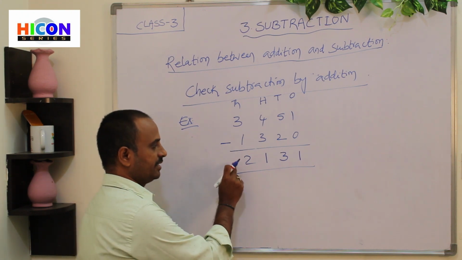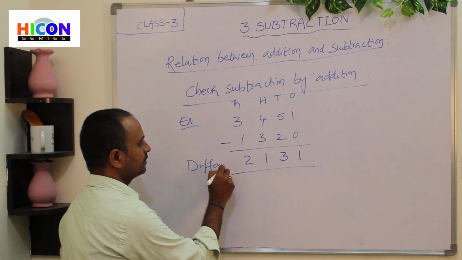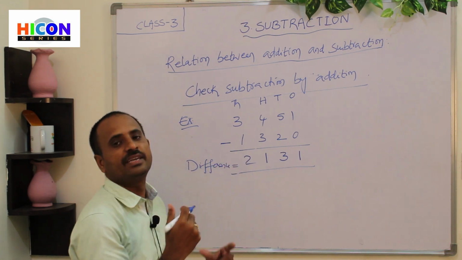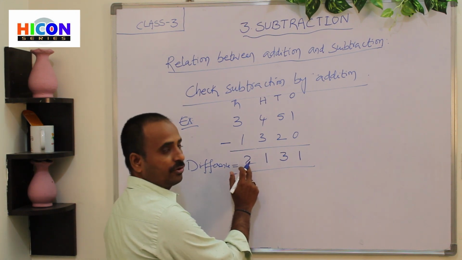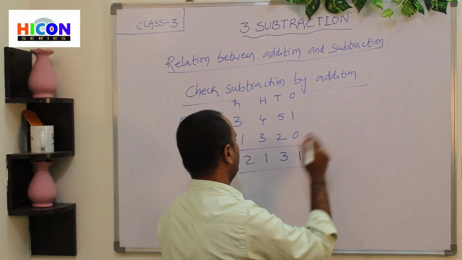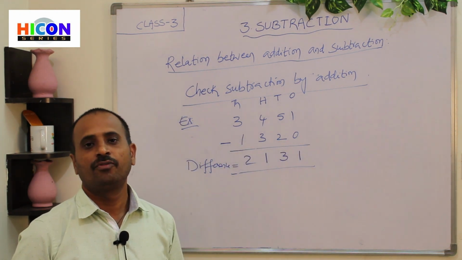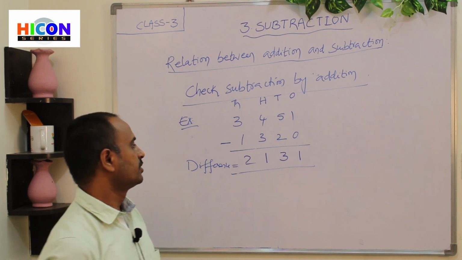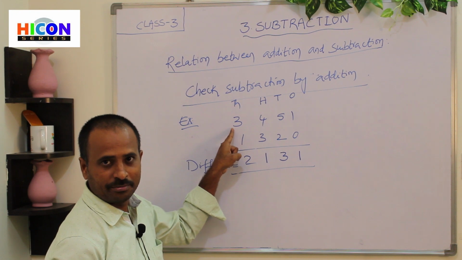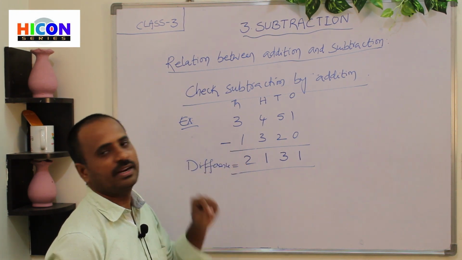Now we can check this answer. This is the difference, and we can check this subtraction by using addition. That's why we have to write this difference first. How can we add? What we have to do is add the greater number to the difference. Then we will get the smaller number.